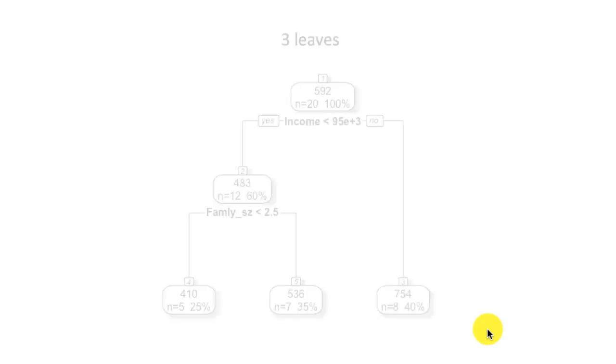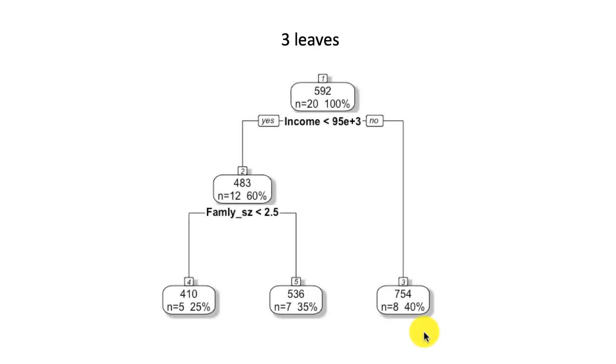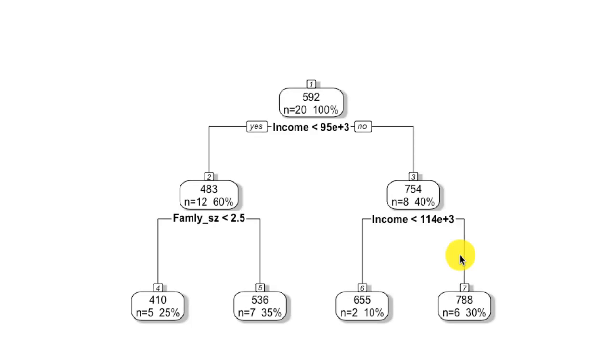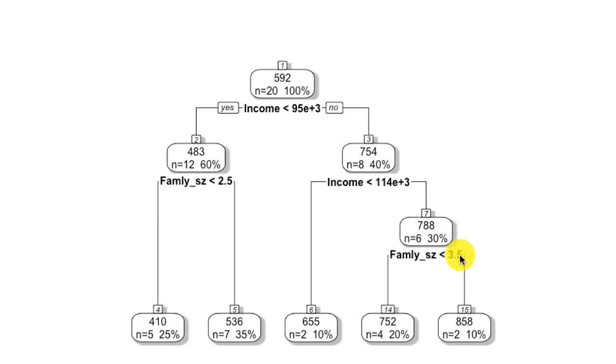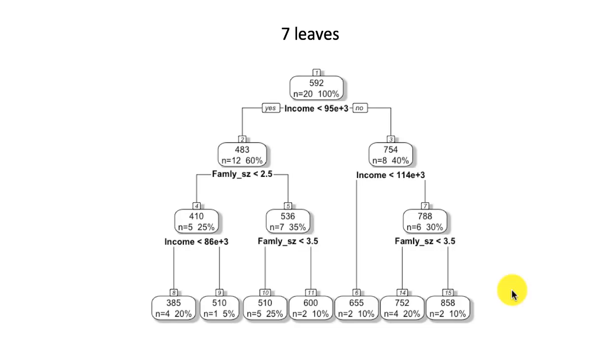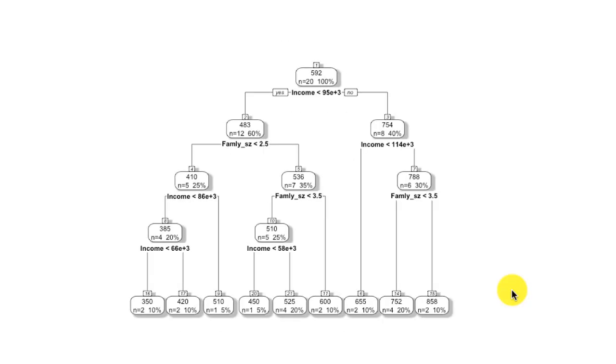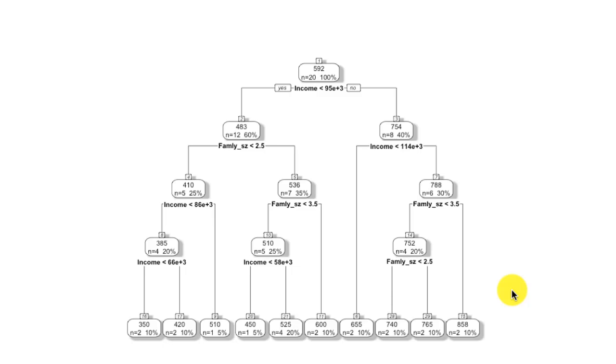You could have a tree with three leaves, which is this. If income is less than 95,000 and family size is less than 2.5, your prediction is 410. If income is less than 95,000 and family size is greater than 2.5, your prediction is 536. If income is greater than 95,000, your prediction is 754. That's your complete tree. So you could have a tree with three leaves, a tree with four leaves, and so on. That's a tree with five leaves. This is a tree with six, and another with eight, with nine, and with ten.